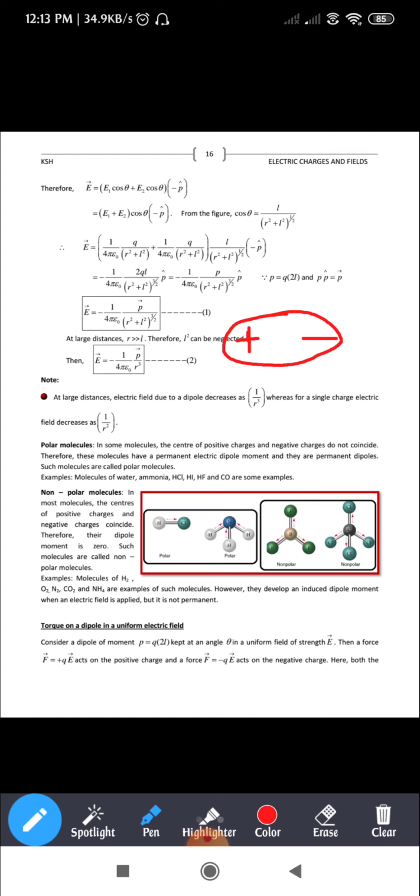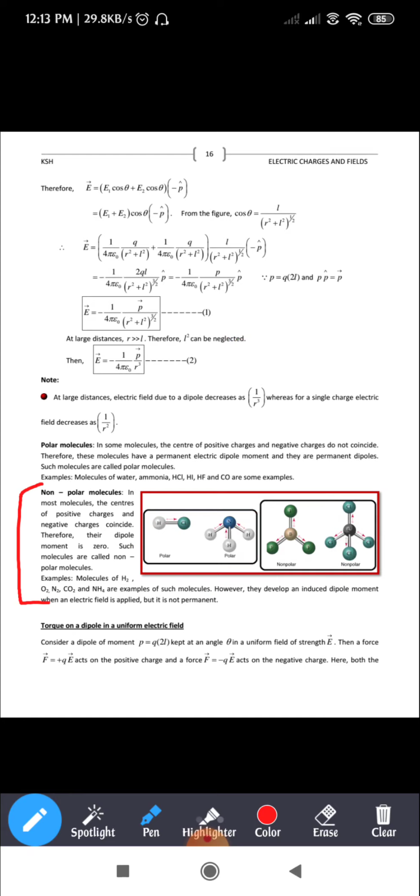Okay, so the examples for this are water, ammonia and HCl. This is regarding the polar molecules. In the figure you can see the examples here. Next, coming to the non-polar molecules, I'll just read out that paragraph, just go through.